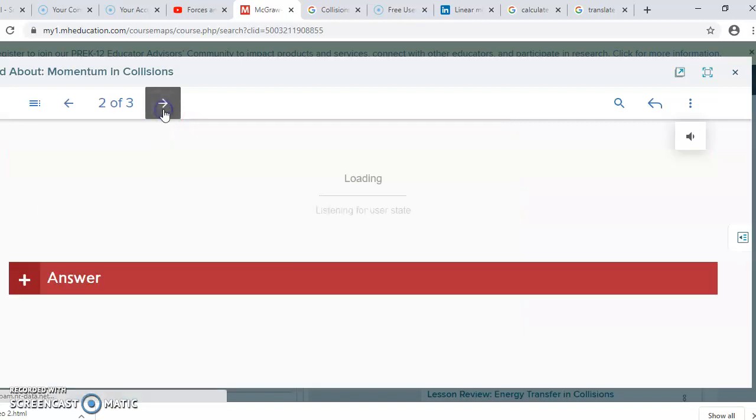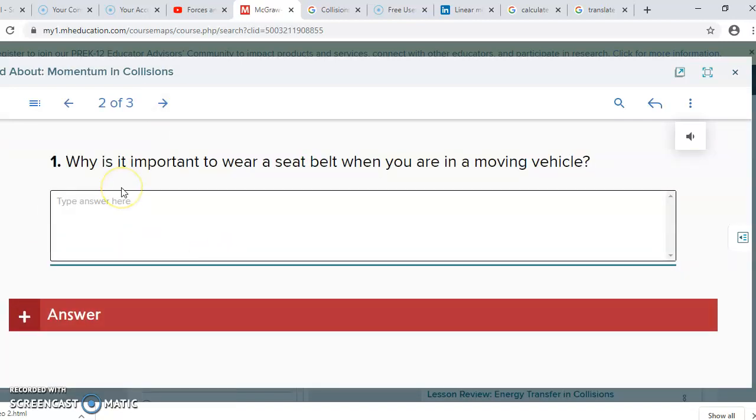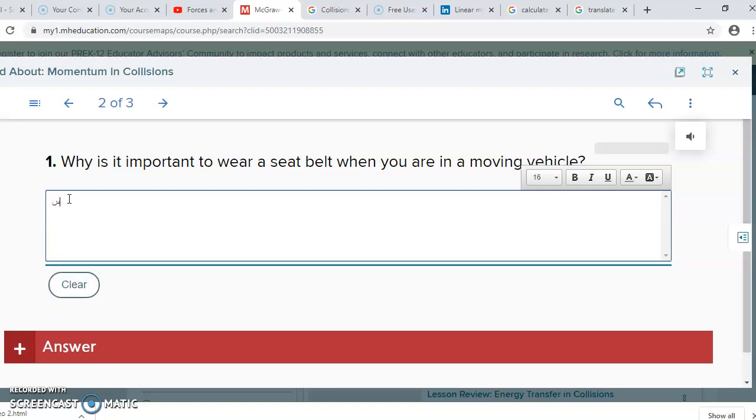Please follow with me. You have a question in your book, page 49. Let us solve it together. Read the question. Let us read it together. Why is it important to wear a seat belt when you are in a moving vehicle or a moving car? Why is it important? Think. Let us answer it together. Please write the answer with me.